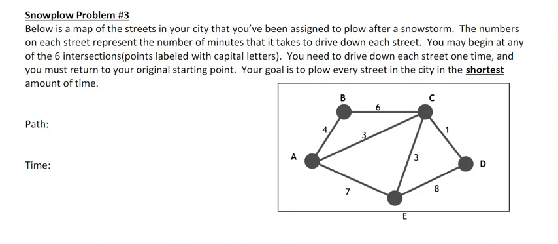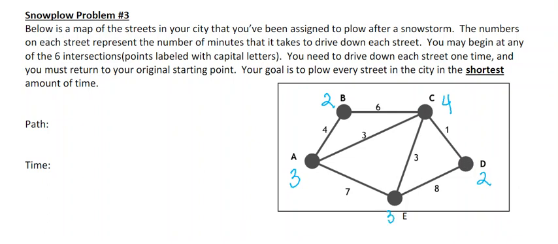And remember that the degree is the number of edges that meet at that vertex. So if I start with A, I have 1, 2, 3 edges that meet there. If I look at B, 2 edges meet there. At C, I have 1, 2, 3, 4. D has 2, and E has 3.